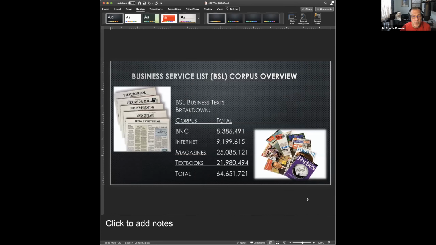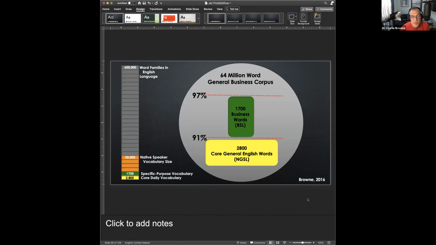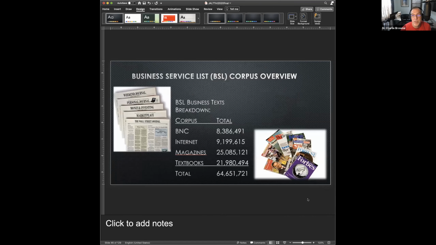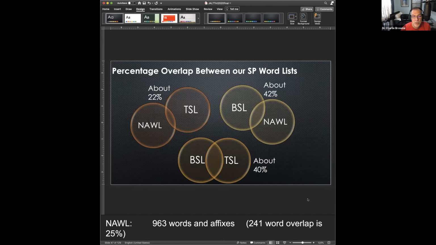So we published a list known as the Business Service List, 1,700 words. Combined with NGSL, step 1 is the yellow words, step 2 is the green words, 97% coverage for most real business English situations. The British National Corpus business subsections, 8 million words, business text from the internet, 9 million words, business magazines, 25 million words, business textbooks, 21 million words. Pretty decent corpus with pretty decent coverage.